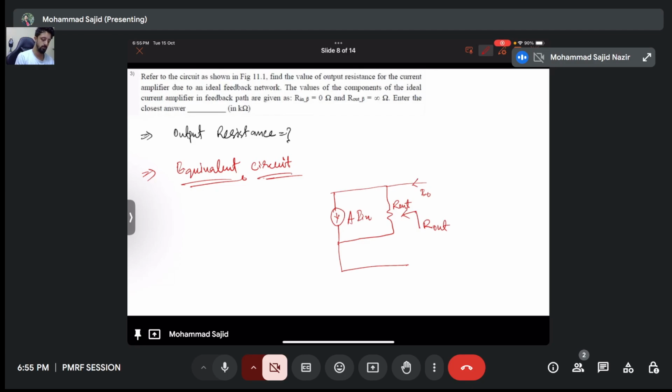So what we need to do is open the current source at the input. This is I I, and this will be my beta times Ix. Okay, so this was my I beta. So now let's go for the calculations.